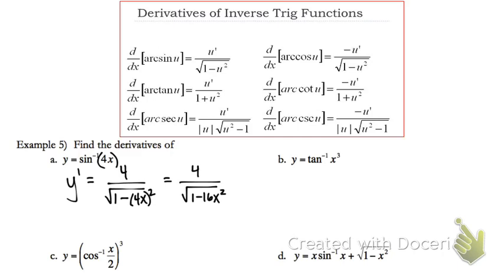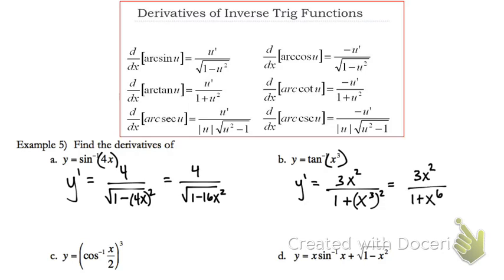For the second one, for B, it says tangent inverse of x cubed. Okay, tangent inverse has its derivative right here. It says it's u prime over 1 plus u squared. So my u in this case is x cubed. So y prime is equal to the derivative of this, which is 3x squared, over 1 plus u squared, so x cubed squared. If I want to simplify that, that would be 3x squared over 1 plus x to the 6th. Final answer.